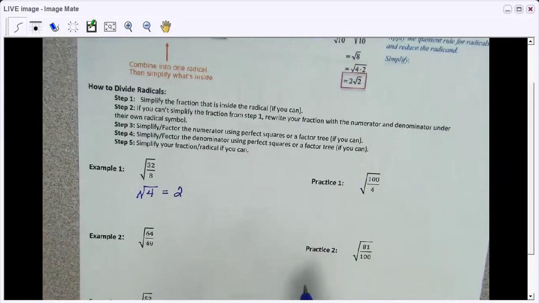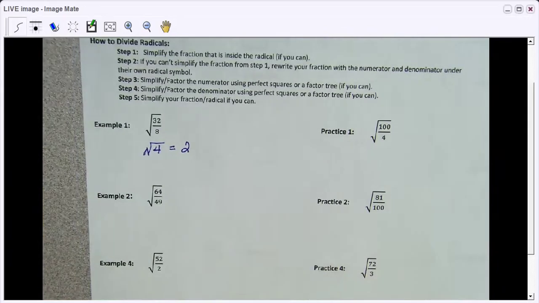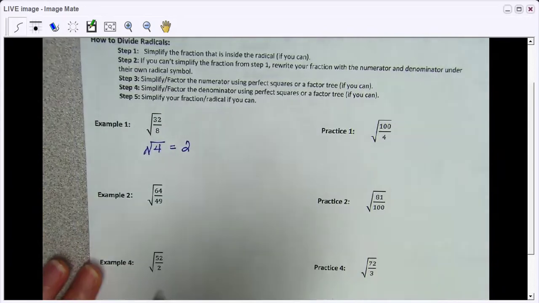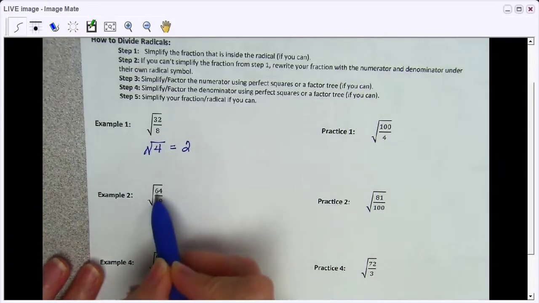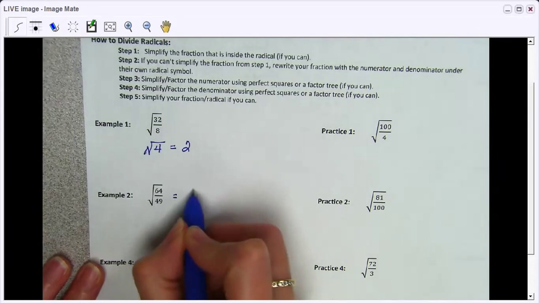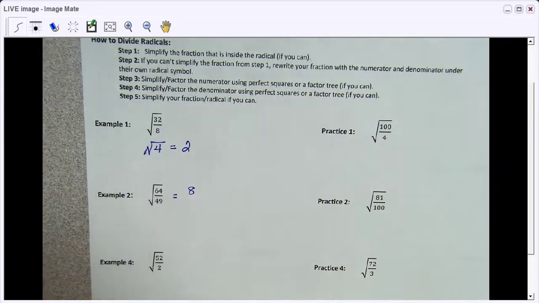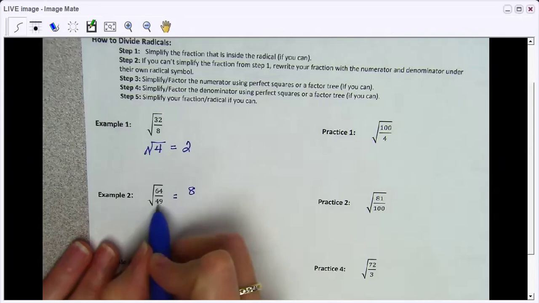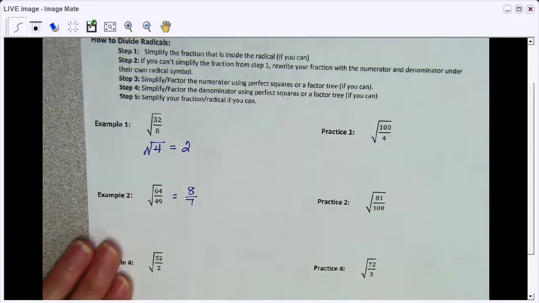Now look at example 2. This one's a little bit different. This one is 64 divided by 49. In this case, I would not divide those because 64 is a perfect square and 49 is a perfect square. So the square root of 64 is 8. And because I'm factoring out the 8, I don't put it under a radical anymore. And the square root of 49 is 7.